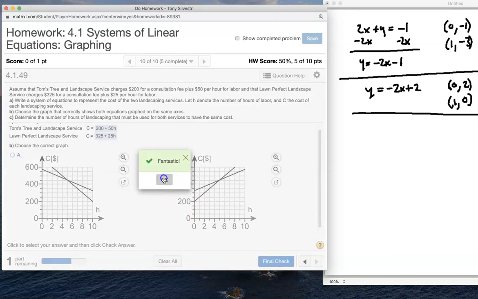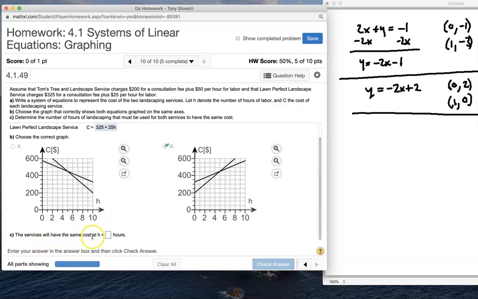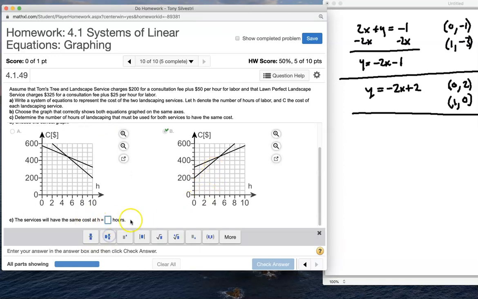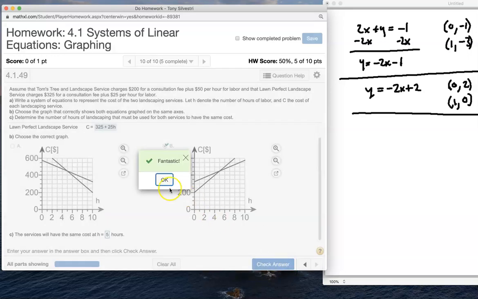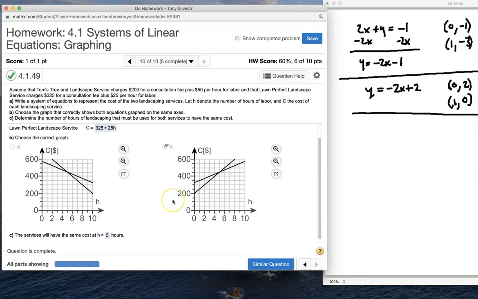Final check. Fantastic. So when do the services have the same cost? They have the same cost at this point, looks like at 5 hours. At 5 hours, it looks like this is $450. So I would say they occur at 5 hours, for sure. Fantastic. I guess we're done.